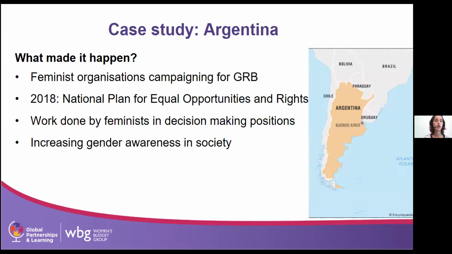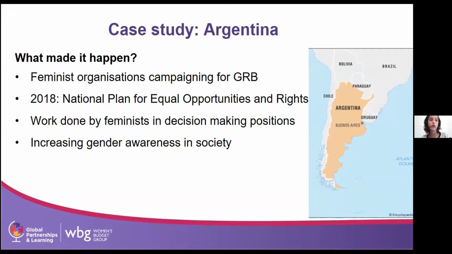So now let's try to use everything that we've learned in the last few minutes to look at the case of Argentina. I'm from Argentina and I've been studying this specific case. So I would like to tell you about what made it happen and the lessons that we've learned during this process. So what made it happen?